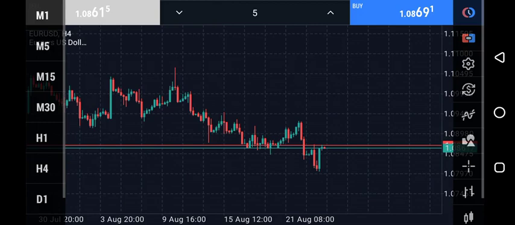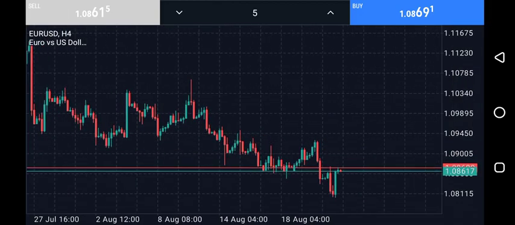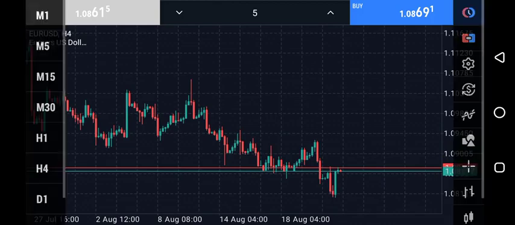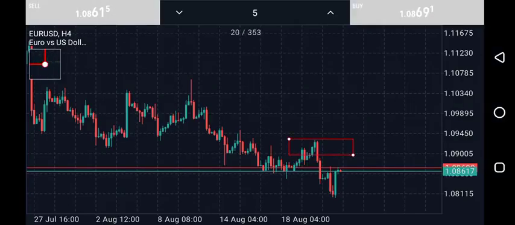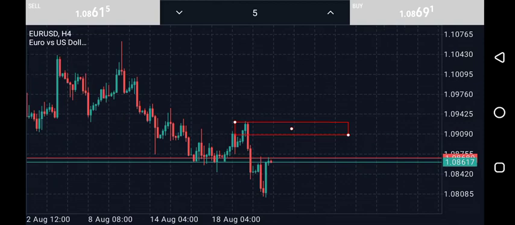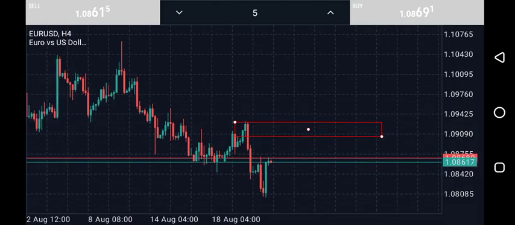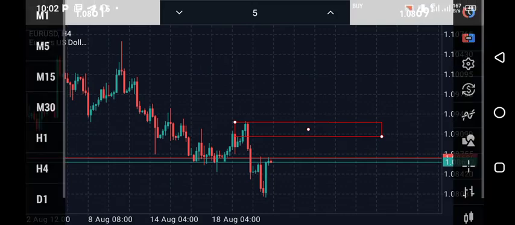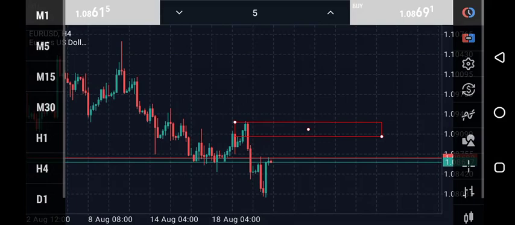So as I explained, that is a break of structure, and as you can see here, we have had a clear break of structure. This candle here is the last bullish candle before the push down. Is that not nice? And you can see the structure it took out. Anyhow, let's bear with it.